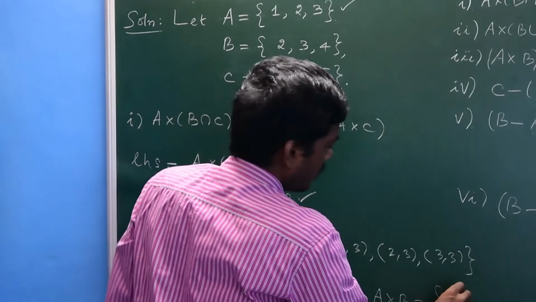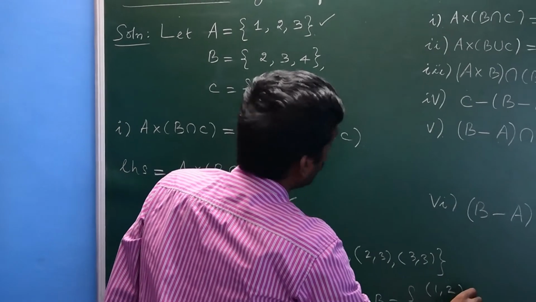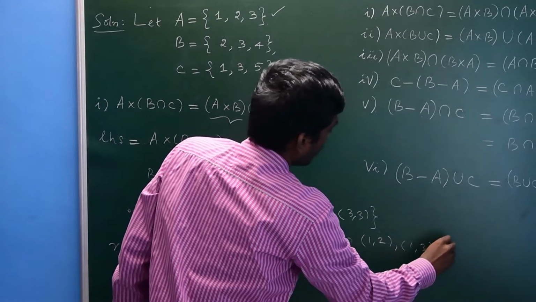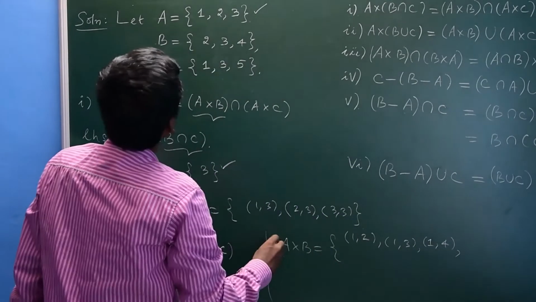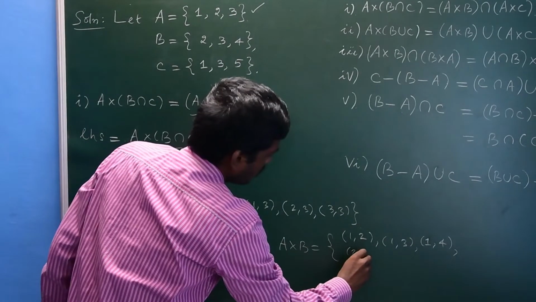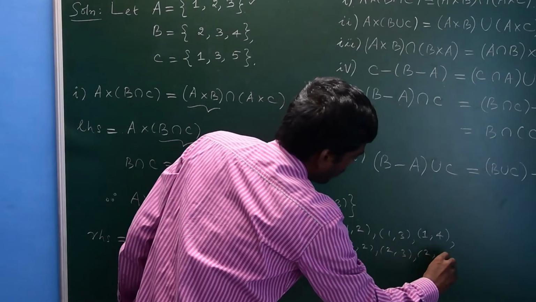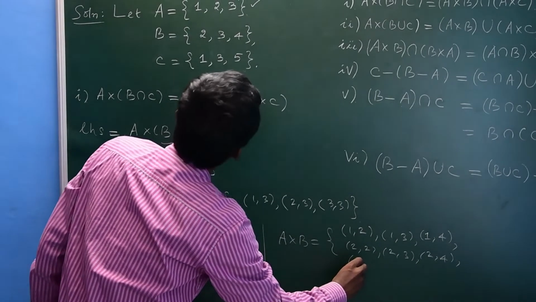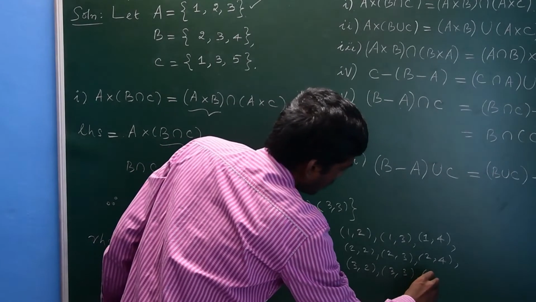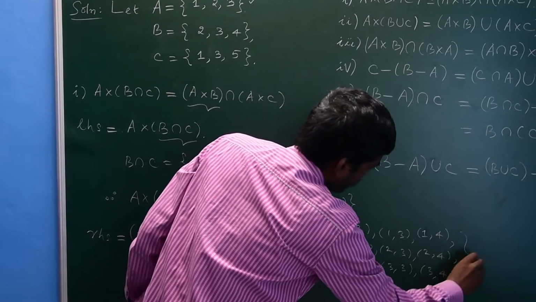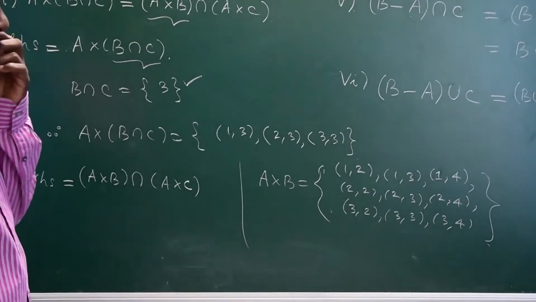So we have to write all the possible ordered pairs, namely (1, 2), (1, 3), (1, 4), and then (2, 2), (2, 3), (2, 4). Next are (3, 2), (3, 3), (3, 4). So this is our A × B.